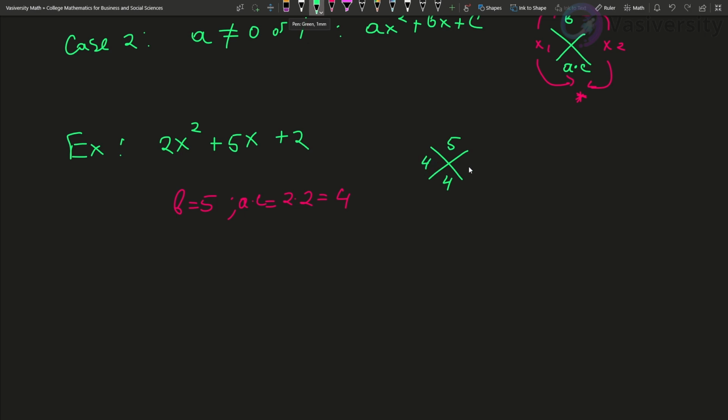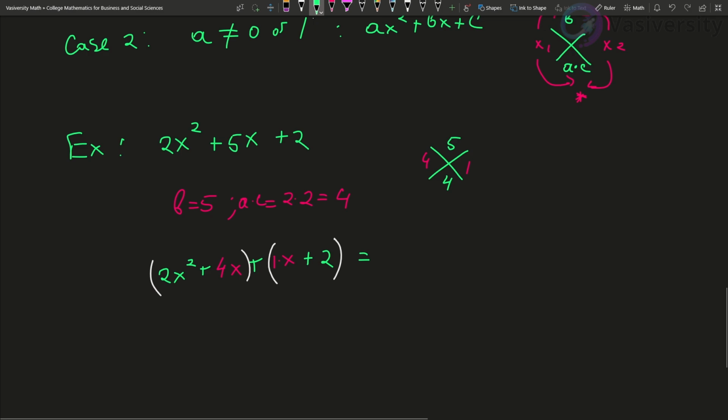So we're going to have 4 and 1, or 1 and 4. In this case, we're going to say 4 and 1. And how do we actually use that? This is the most important part about factorization. We're going to have 2x squared, plus we break down the 5x into 4x plus 1x, and then plus 2. Now, if we take a closer look, we can group 2x squared and 4x, and 1x and 2.